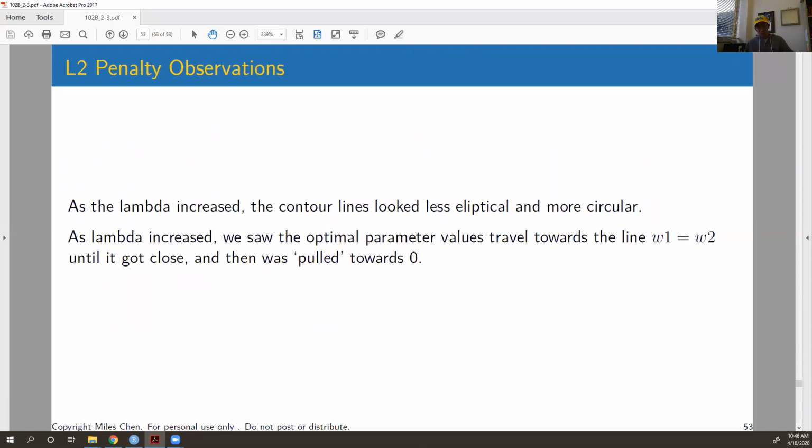Okay, so what is happening there, right? One thing to note is that the contour lines looked less elliptical and more circular. And as lambda increased, what we saw is that the parameter values tended to travel towards that line, W1 equals W2, until it got close and then was pulled towards 0. Okay, so why is it doing something like that, right? It's always good to think about why.